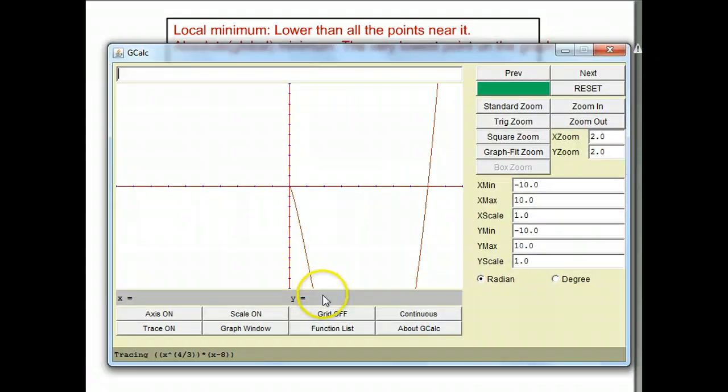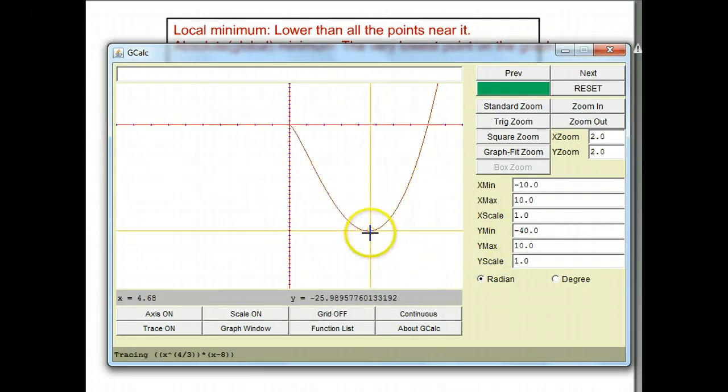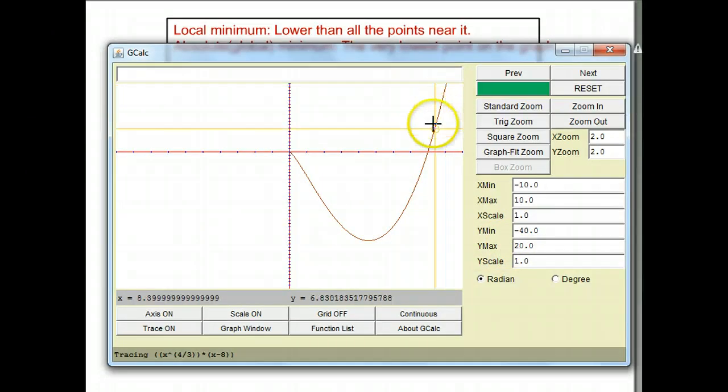Now notice, see how it goes down here and I can't see the bottom? I'm going to make my minimum lower. Let's say negative 40, just to make sure I can see the bottom. Okay, now I can see the bottom. I'm going to make the maximum a little higher too so that I can see. Okay, so here is a picture of my graph.